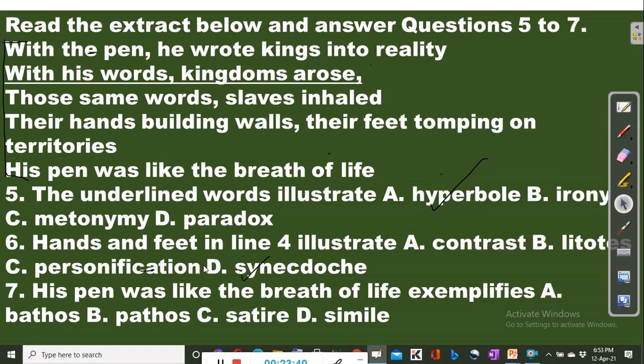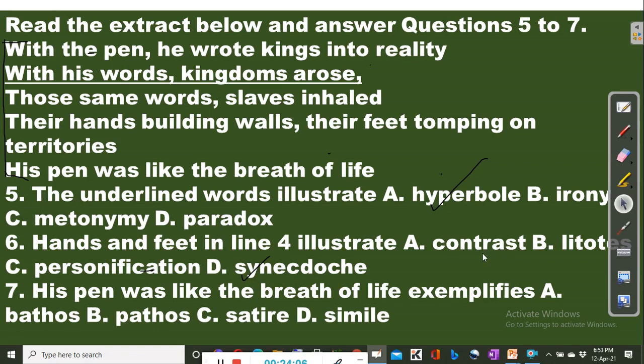So if you say, for instance, all hands must be on deck, that is using hands to represent human beings, instead of saying that all persons have to really collaborate or join hands or cooperate to see that things are done the right way. So that is what synecdoche is about.